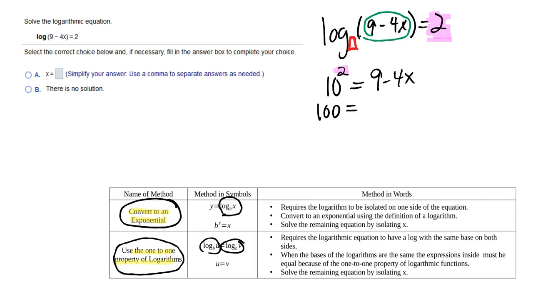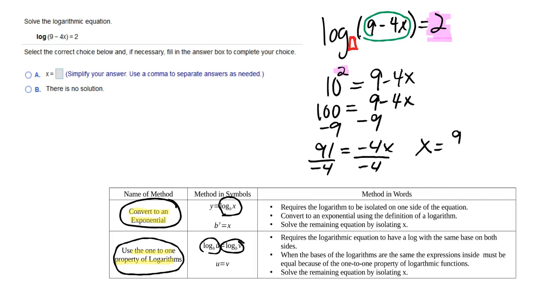And then I want to get the x by itself. I'll subtract 9 on both sides. That gives me 91 equals negative 4x. Divide both sides by negative 4. And I have x equals negative 91 over 4.